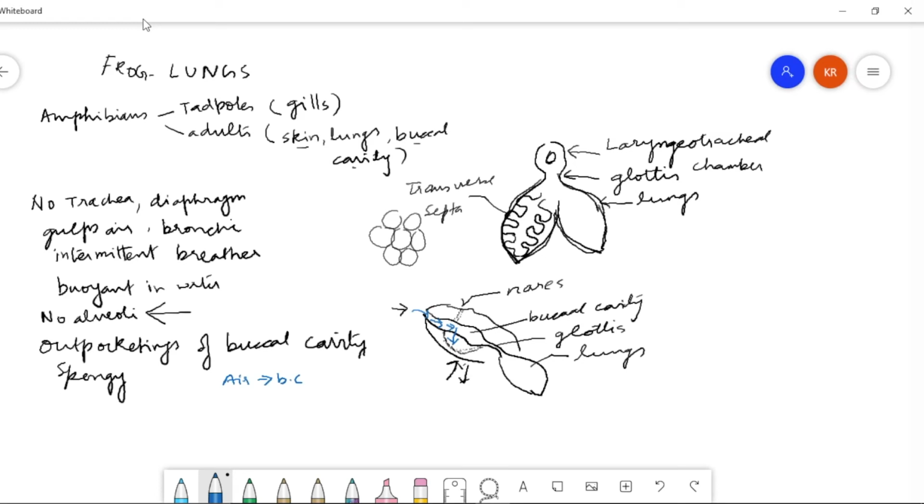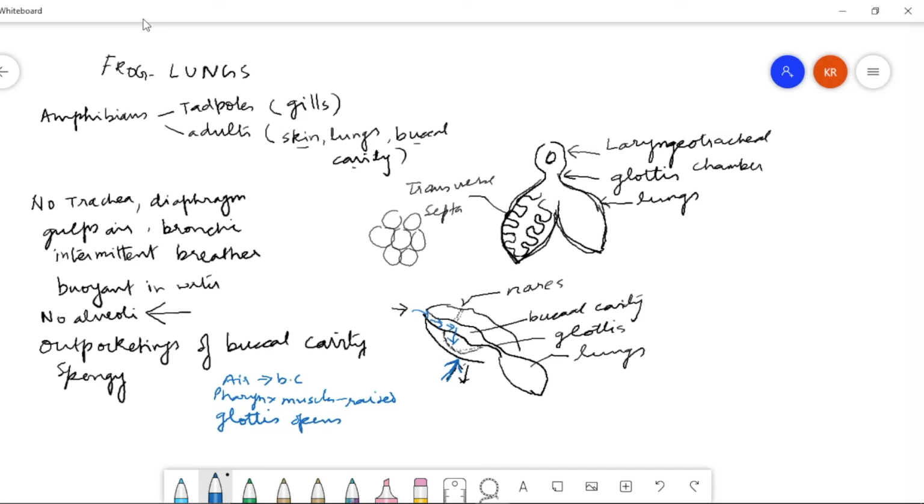When the air enters into the buccal cavity, the nares are closed and the glottis is closed. When this buccal cavity is full, now these muscles over here will raise the floor of the pharynx. Pharynx muscles raised because they get contracted, and when they get raised, at that time the glottis is opened up.